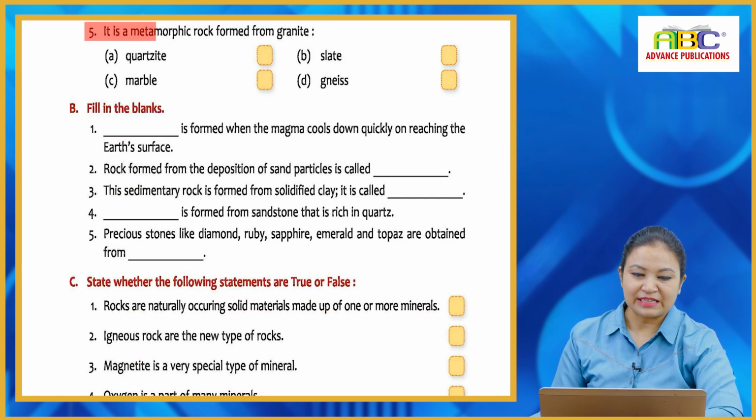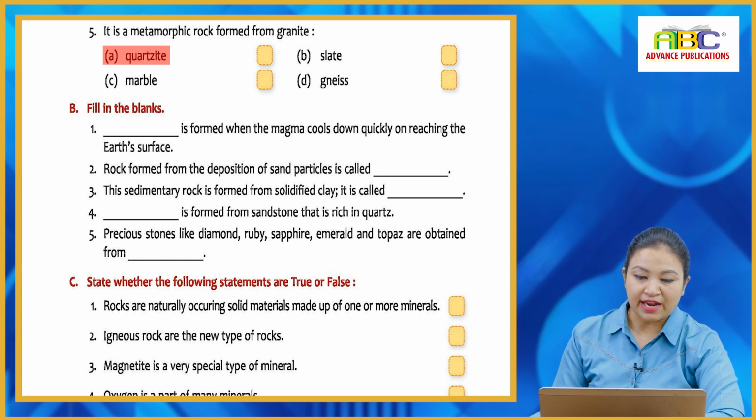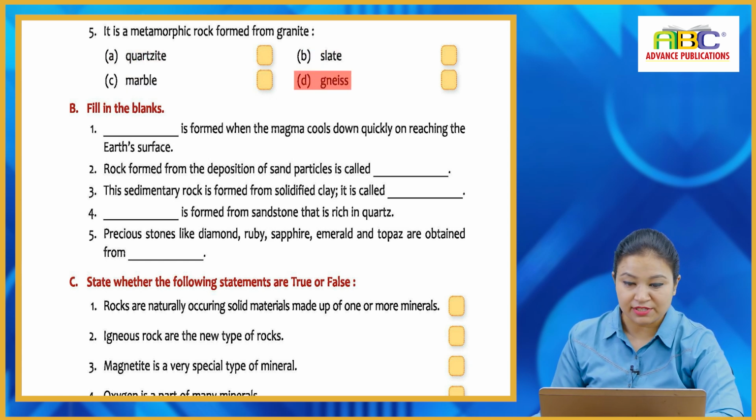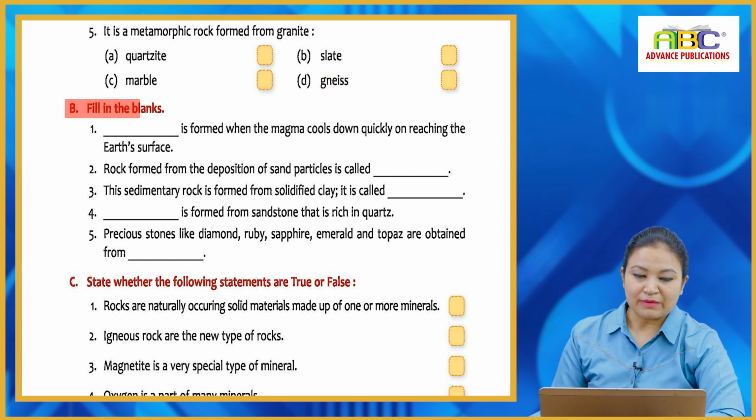Now fifth, it is a metamorphic rock formed from granite. ऑप्शन ए, क्वार्ट्जाइट, ऑप्शन बी, स्लेट, ऑप्शन सी, मार्बल, ऑप्शन डी, गिनीस. So the correct answer is option D, gneiss. B, fill in the blanks.